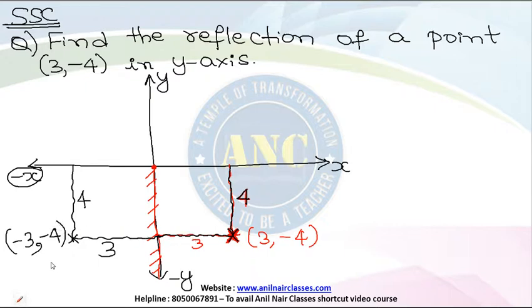Very, very simple, sir. Don't think that you should just change the sign of the x coordinate and you will get the answer. That is not true always. In this question it just happened like that. Do not think every time it is the same thing, right? The answer is minus 3 comma minus 4.